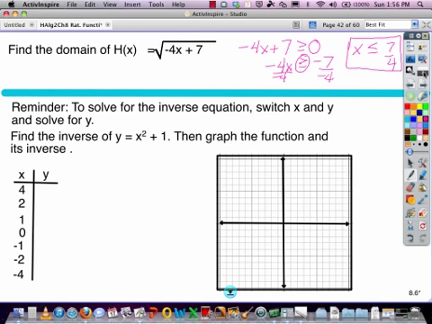All right, last thing. We've also done inverses in the past, so a quick reminder. To solve for an inverse equation, switch x and y, and then solve for y. So this equation says find the inverse of y equals x squared plus 1. Then graph the function and its inverse. So here is our function. We like to call it the original or the parent graph.